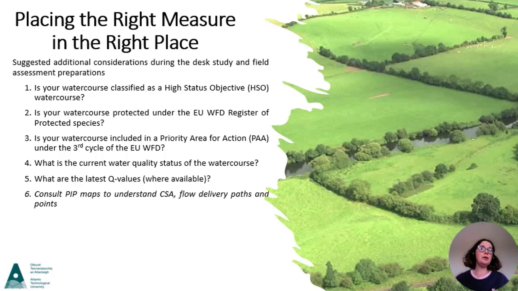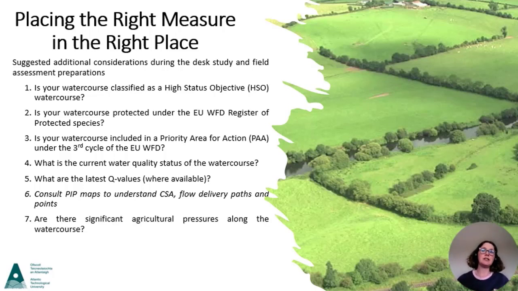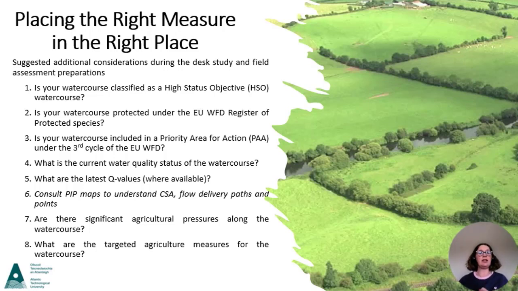My 6th question will be to consult the PIP maps then to understand what your critical source areas are, what are the flow delivery paths and points. But it's not just about those areas. It's also important to know what has been identified as a significant agricultural pressure along that water course, and what are the targeted measures for that water course. And these are all additional 8 layers of mapping that come with the EPA map system. So they're very easy to obtain the answers for. They're a quick click of a button, but it really gives you a lot of information, and you're well informed when you go out to the site.